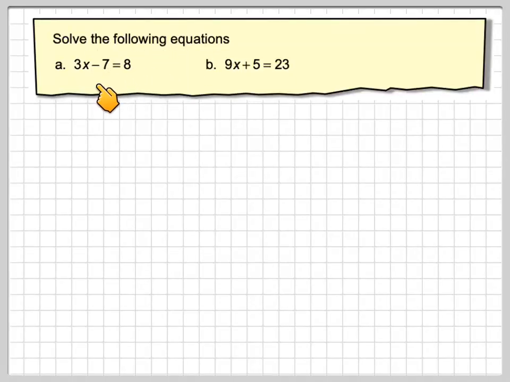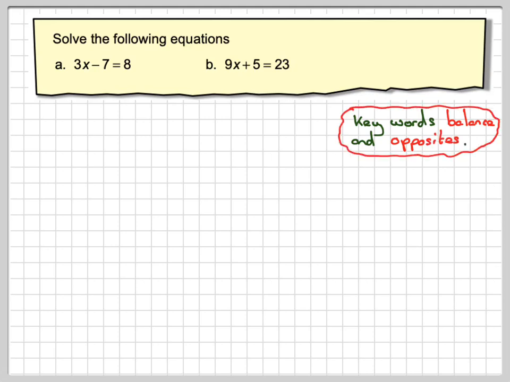Solve the following equations. 3x minus 7 is equal to 8, and then 9x plus 5 is equal to 23. These have two steps in them. So the keywords again are balance and doing opposite. So you look at the equation and you look at this bit here which says take 7.